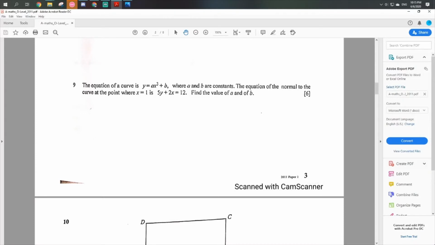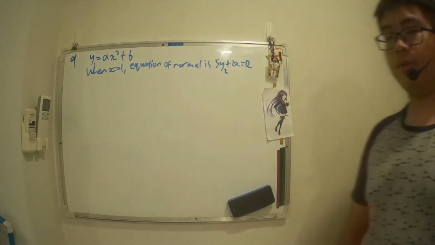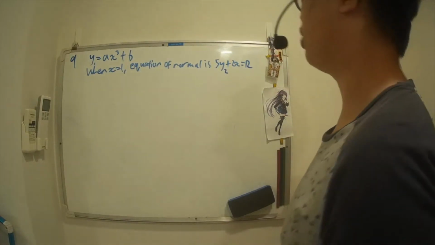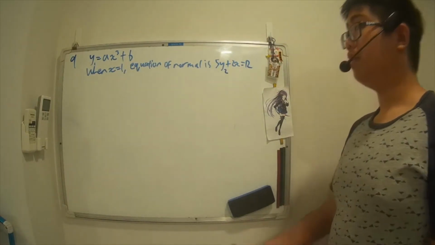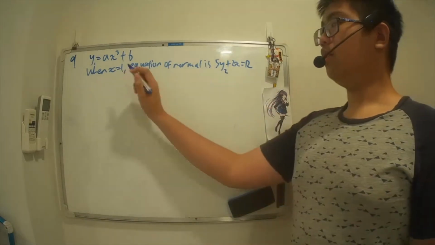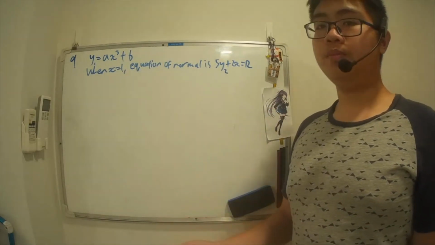Question 9. The equation of the curve is y equals ax cubed plus b, where a and b are constants. The equation of the normal to the curve at the point where x equals 1 is 5y plus 2x equals 12. Find the value of a and of b. So we've got two equations, so I set them up as y1 and y2. We have the equation of the normal.